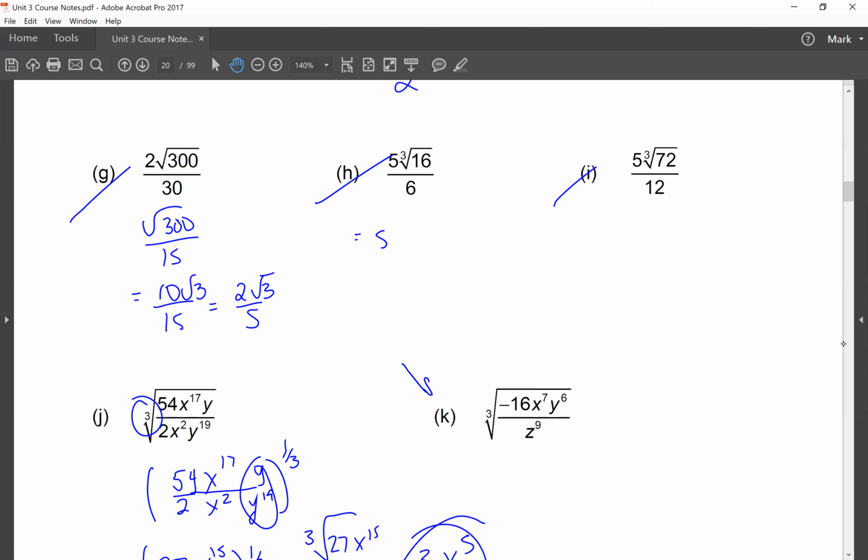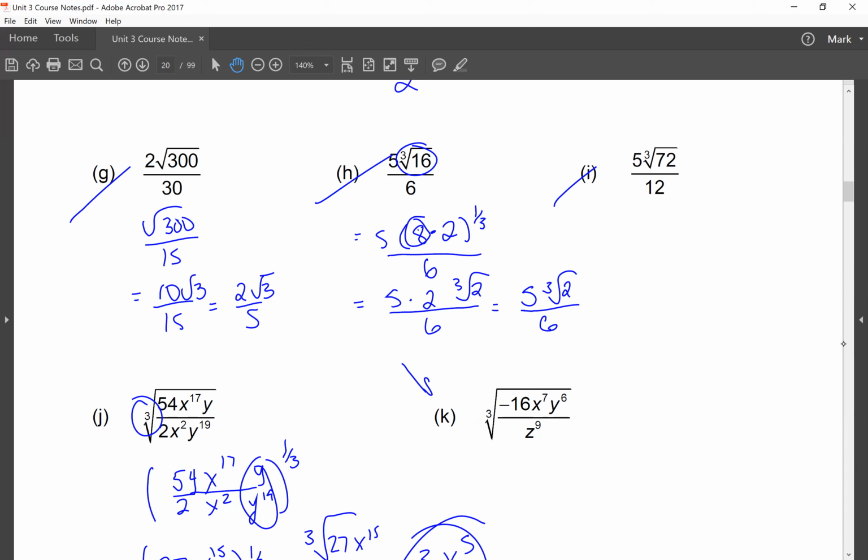Okay, so for 16, my calculator, when I try this, is giving me a decimal. So what I'm going to do for the 16, I'm going to rewrite it with a cube root in it. 8 is a very popular one. I know that 8 times 2, I can actually take the cube root of that. So what I end up getting is 5 times 2, the cube root of 2 over 6. And then I'll reduce my fraction. So this would be 5 cube root 2 over 6.